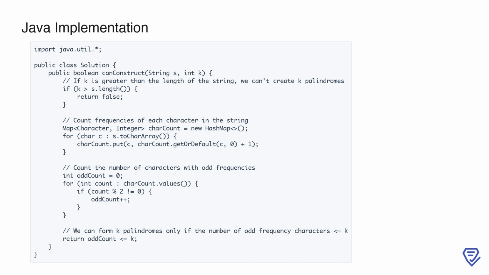The logic mirrors the Python solution, where we first check if k exceeds the string length, making it impossible to form k palindromes. Next, we use a hash map to count character frequencies and calculate how many characters have odd frequencies. A string can be split into k palindromes if and only if the number of odd frequency characters is less than or equal to k. Java-specific syntax includes explicit type declarations and the use of the HashMap class for counting character frequencies.